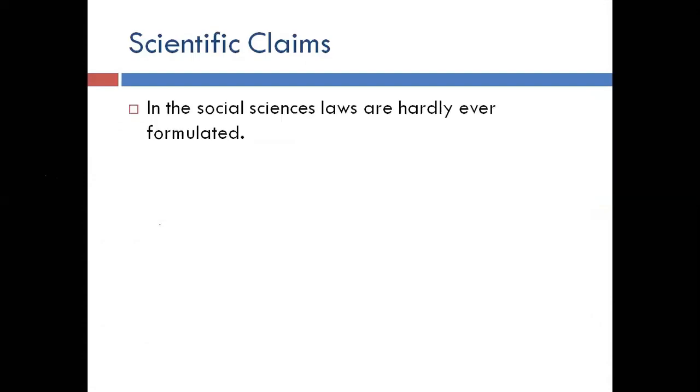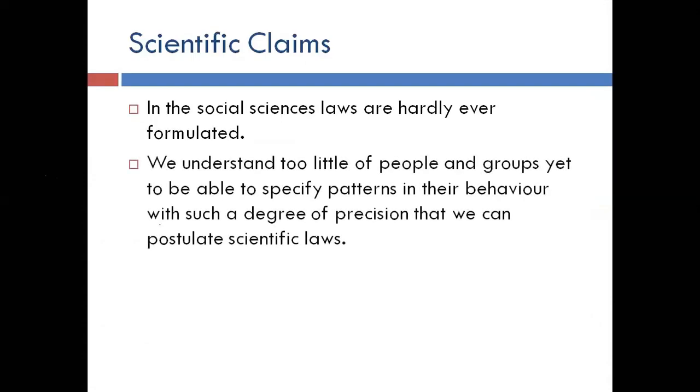Now we have scientific claims. We're continuing with scientific claims. In the social sciences, laws are hardly ever formulated. I mean, we don't always formulate laws. We understand too little of people and groups yet to be able to specify patterns in their behavior with such a degree of precision that we can postulate scientific laws. These days we don't really postulate scientific laws.